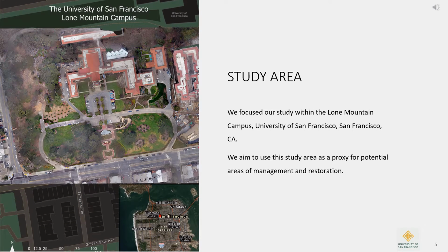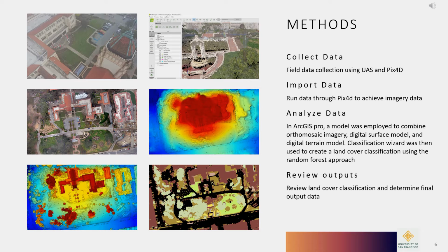I chose to focus my study on the Lone Mountain campus at the University of San Francisco. I aimed to employ this test site as a proxy for an ecological restoration site, as permission was not granted in time for the term project. I divided my methods into four main parts: collect data, process and import data, analyze data, and review outputs.